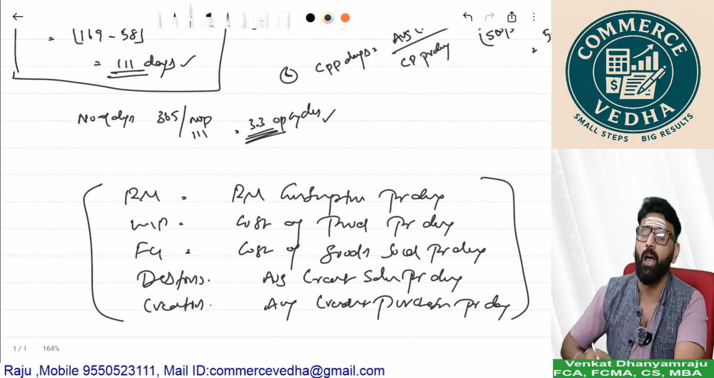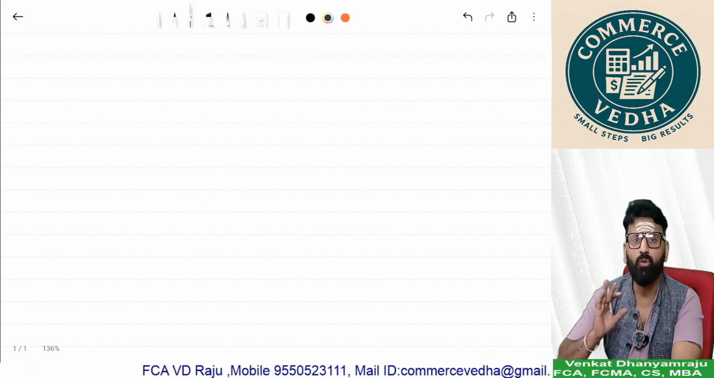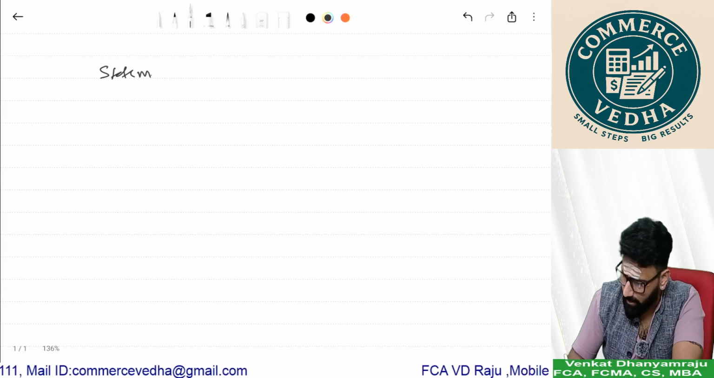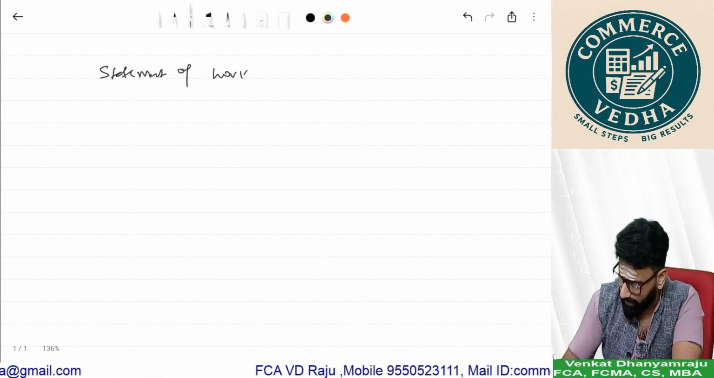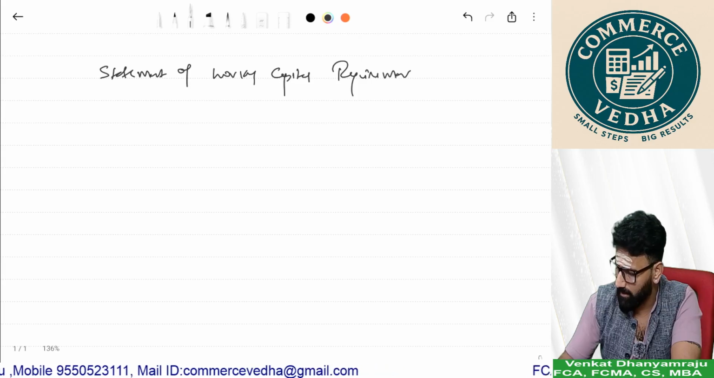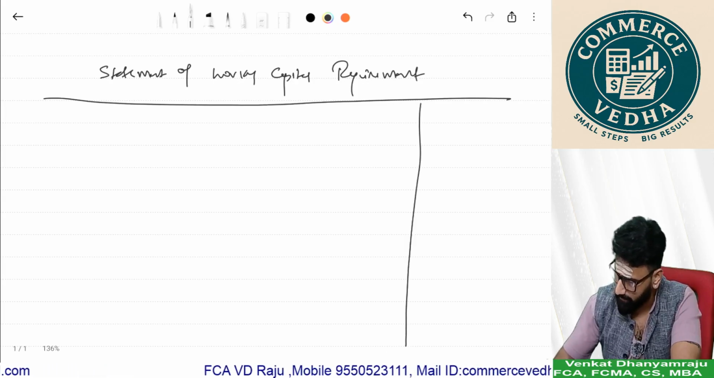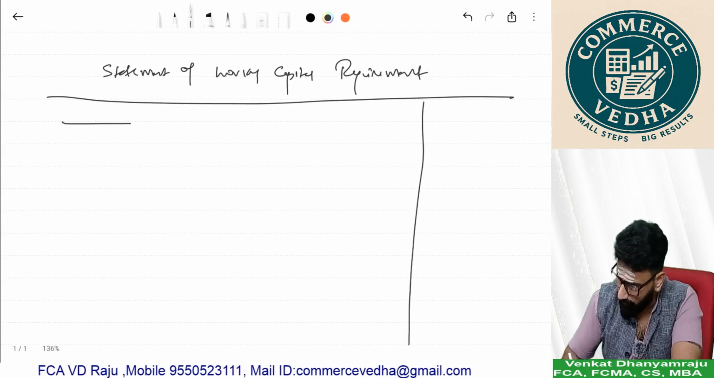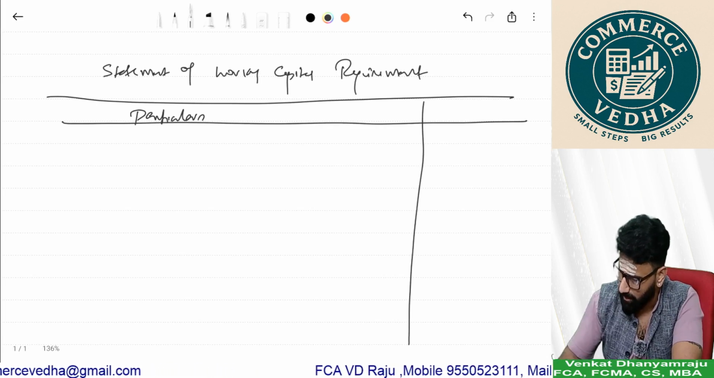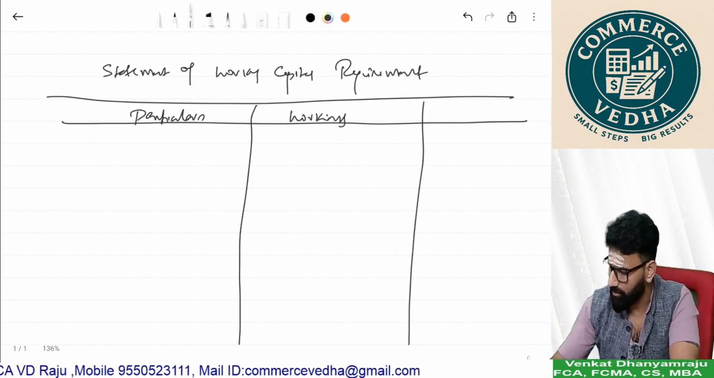Next we'll understand how to prepare a working capital statement. So what is called a working capital statement? We can write it like statement of working capital requirement. It should be like this. You should have particulars, you should have workings, and you should have amount.